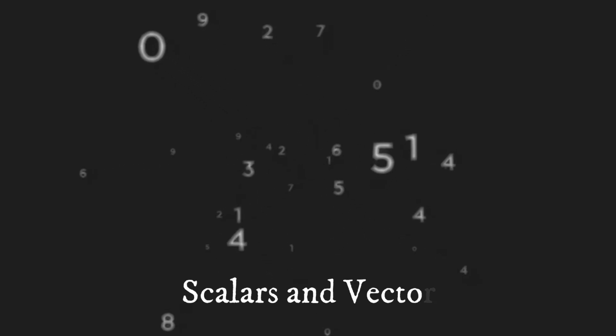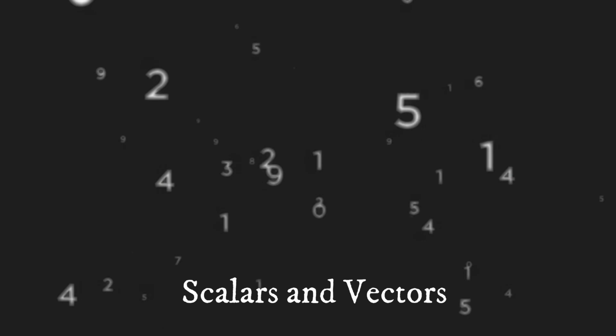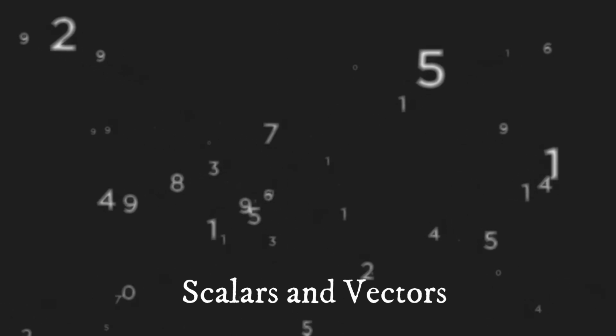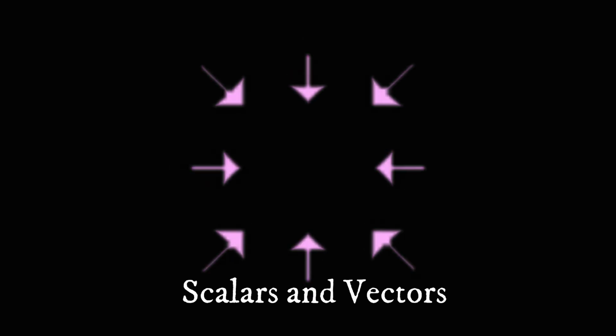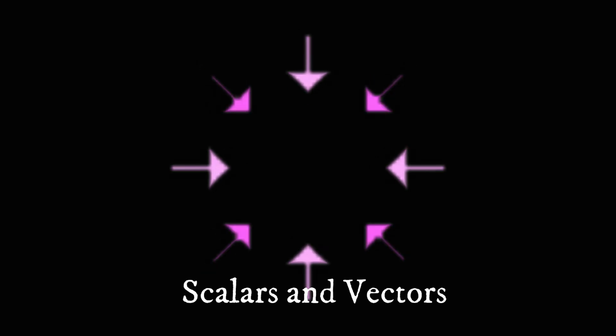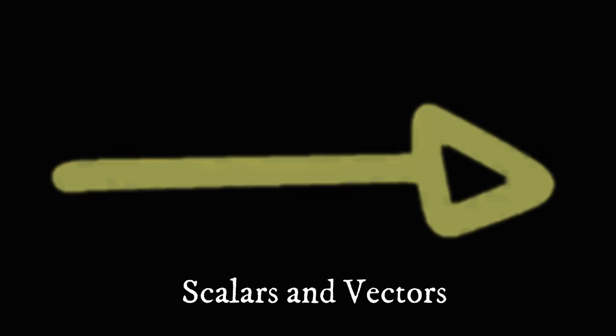Ever wondered how a single number can describe the speed of a car, but an arrow can explain the car's speed and direction? Scalars and vectors aren't just math, they're the foundation of the math powering artificial intelligence, physics, and machine learning. Stick around, because by the end of this video, you'll not only master scalars and vectors, but also see how they're transforming the tech world.